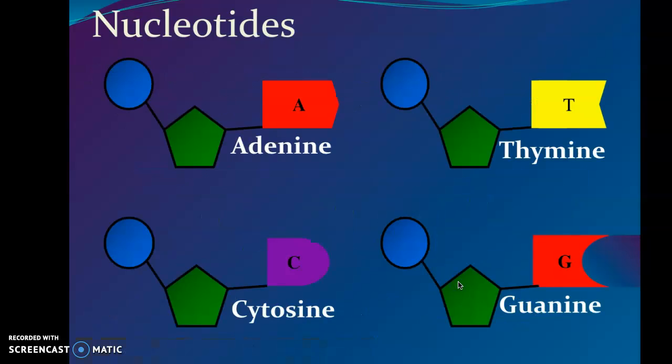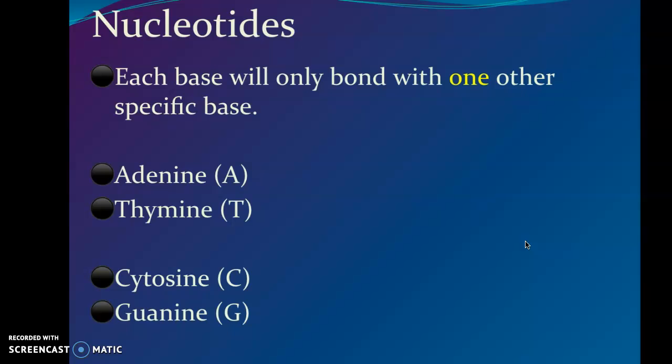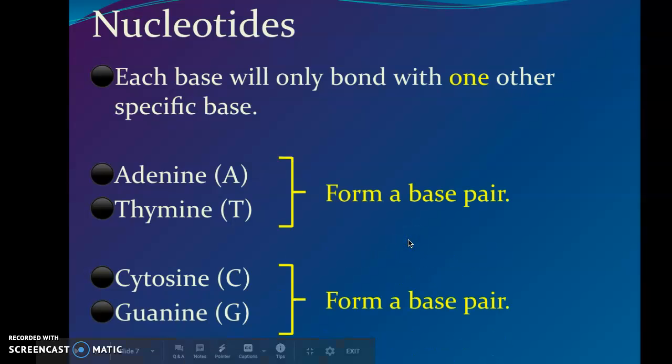So here are the nucleotides with the bases on them: adenine, thymine, cytosine, and guanine. What you'll notice with the shapes of the bases is that adenine fits into thymine's shape, cytosine fits into guanine. So these bases pair in a certain way. So I know if I have an adenine, then it will automatically be bonded to a thymine. If I have a cytosine, it will automatically be bonded to a guanine. So each base will only bond to one specific other base: A bonds with T, C bonds with G. So they form a base pair, and this is called complementary pairing.